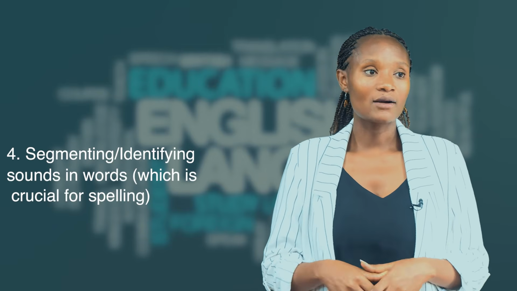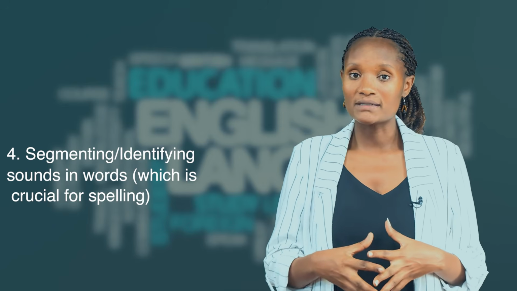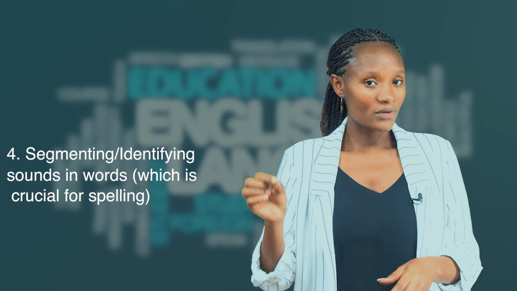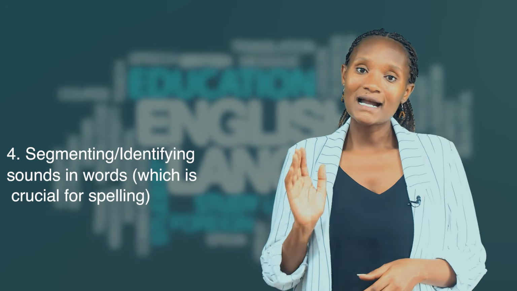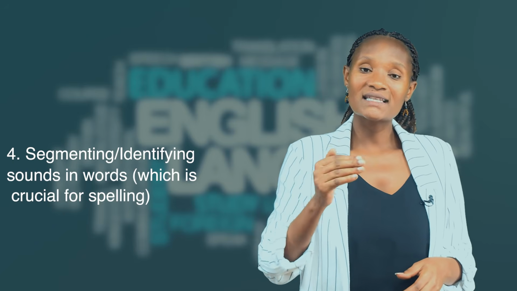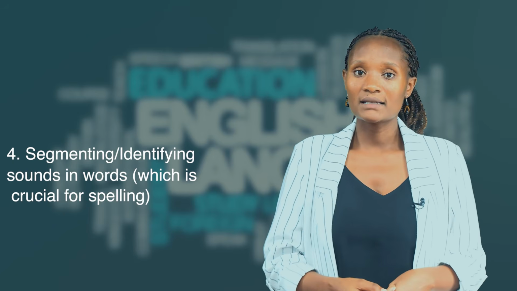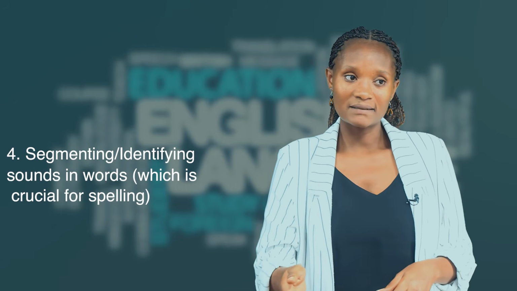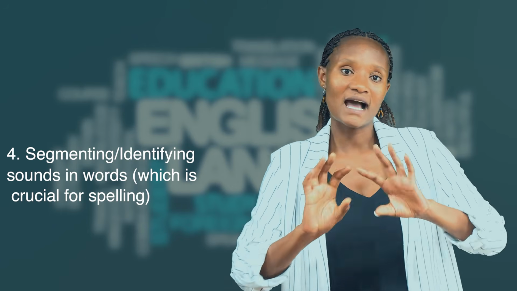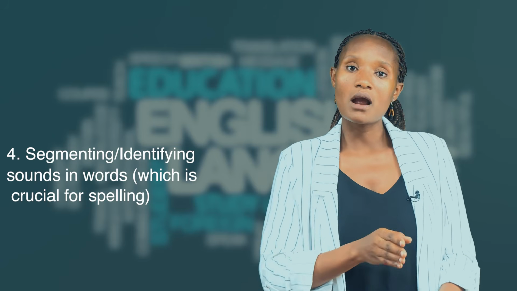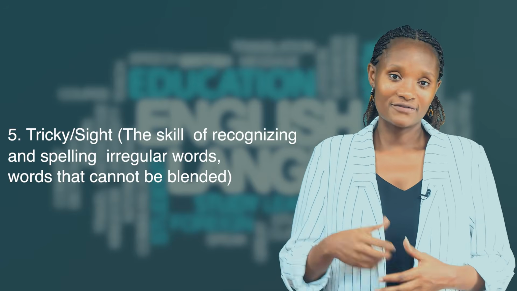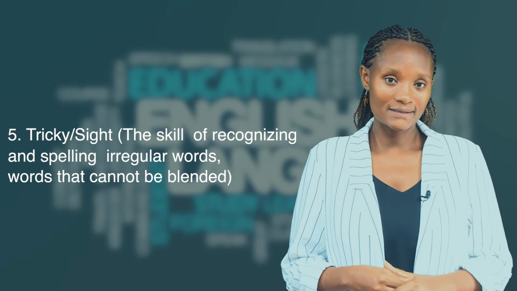Number 4, segmenting, or identifying sounds in words. This is very crucial for spelling. With the same example, in the word cow, if I want the child to spell that word, I use the letters segmented or identified as individual sounds. K, o, w. Cow.